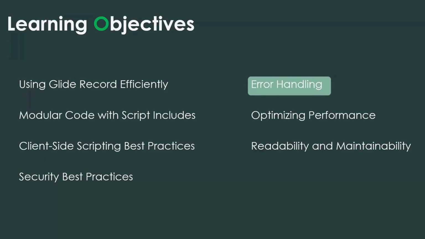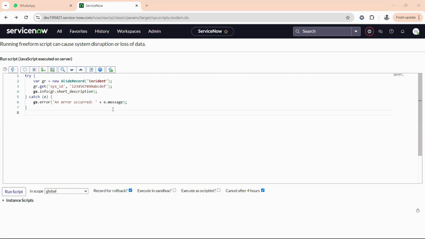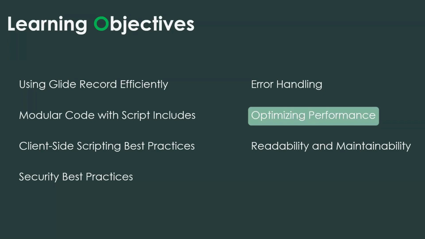Error handling is another must. Use try-catch blocks to gracefully manage any issues in your script and log errors appropriately. As you see in the example, this way your script doesn't fail silently and you have a clear log of what went wrong. Coming to optimizing performance.